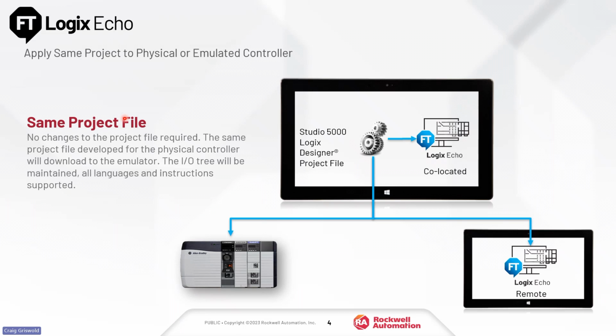Customers that used L7 processors and Logix Emulate 5000 know full well that if I started developing my code and building an I/O tree, and I went to test it, I had to change the controller to the Emulate controller, and then I lost my entire I/O tree. With Echo, that's not the case anymore. You develop your code. You do not have to change anything in the controller. The I/O tree will be maintained.